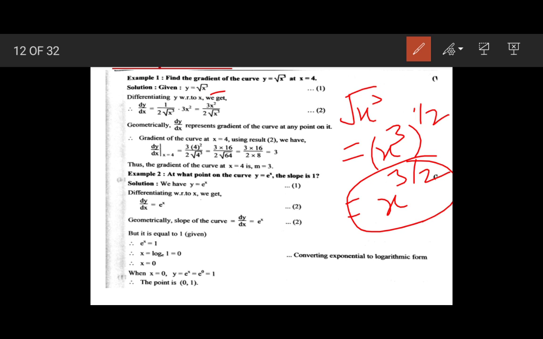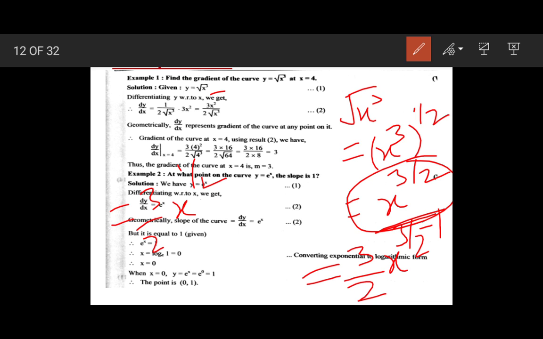So dy upon dx is equal to, applying the x raised to n formula, 3 upon 2 x raised to 3 upon 2 minus 1. So that will be 3 upon 2 x raised to 1 upon 2, and 1 upon 2 means root. So we are getting 3 upon 2 into root x.